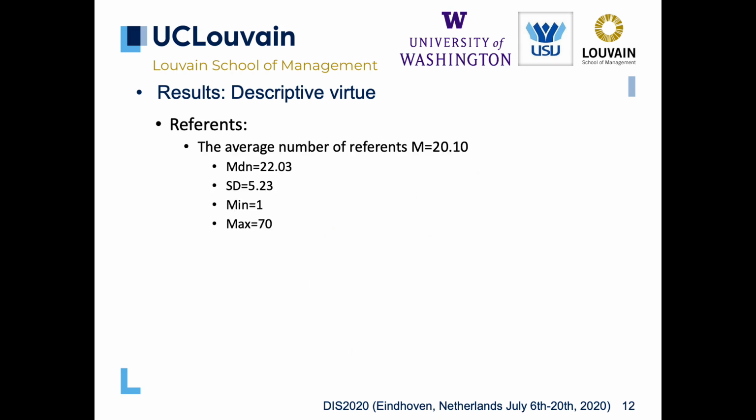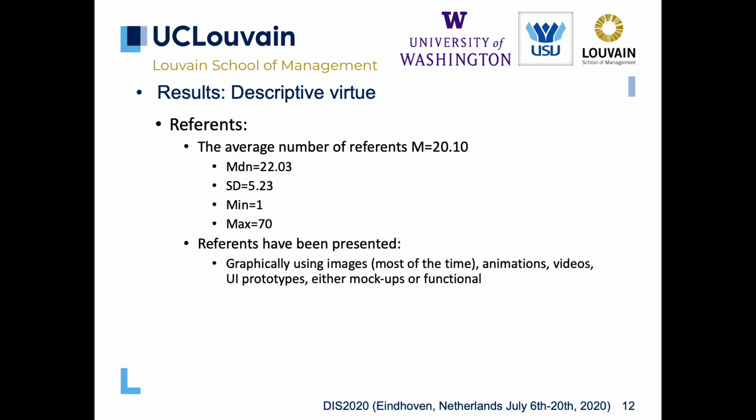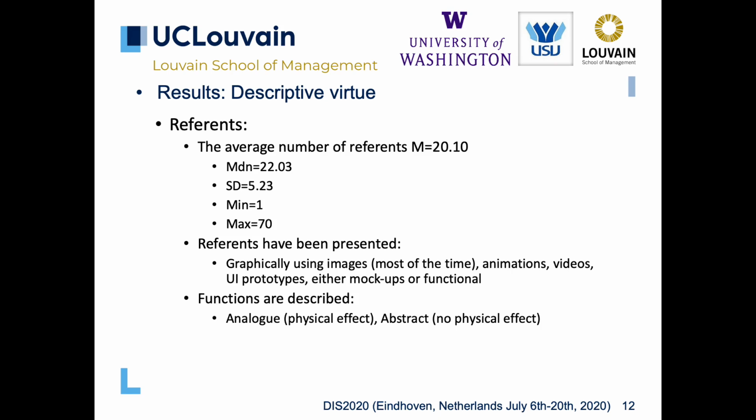About the references, the average number is 20.10, the minimum is 1, the maximum is 17. The references have been presented graphically most of the time, as animations, videos, or UI prototypes, either mockups or functional. The functions are described by analogy or abstractly. The standard set of references can be basic functions, generic functions, or specific functions.